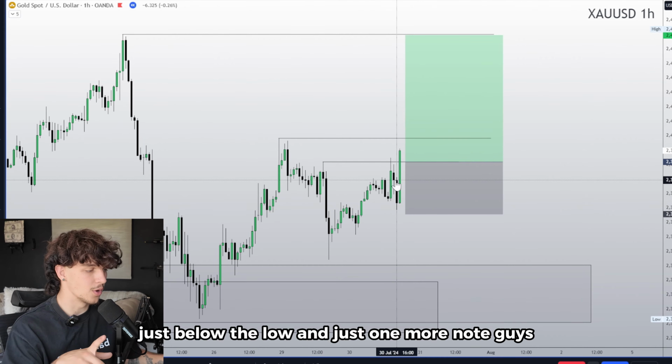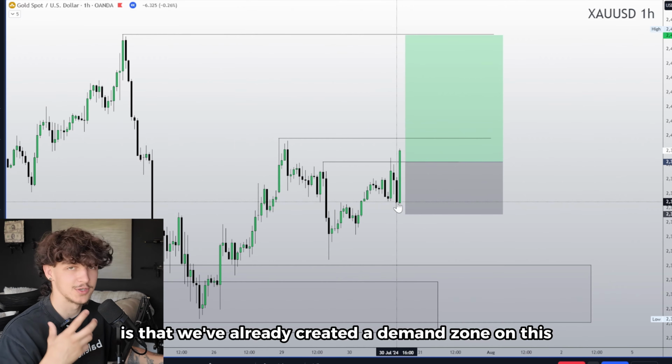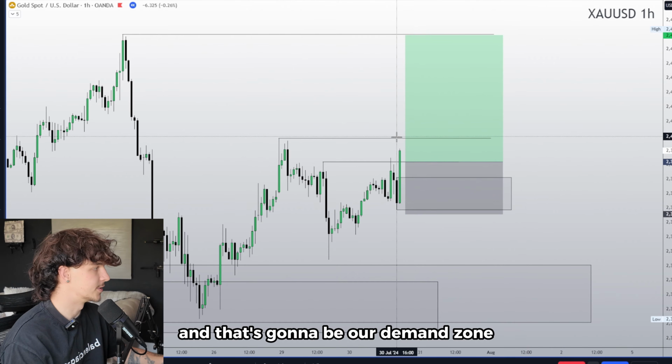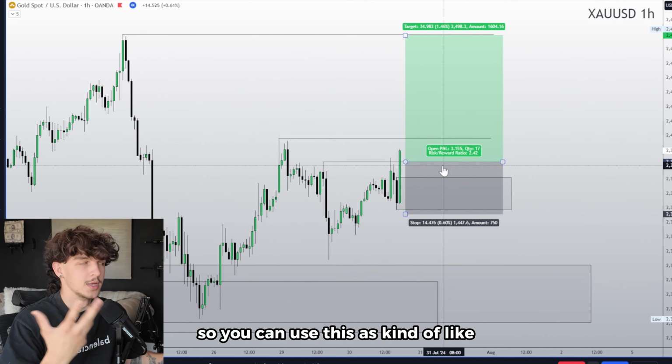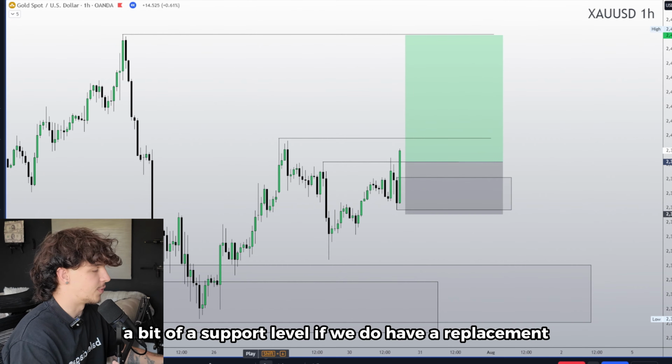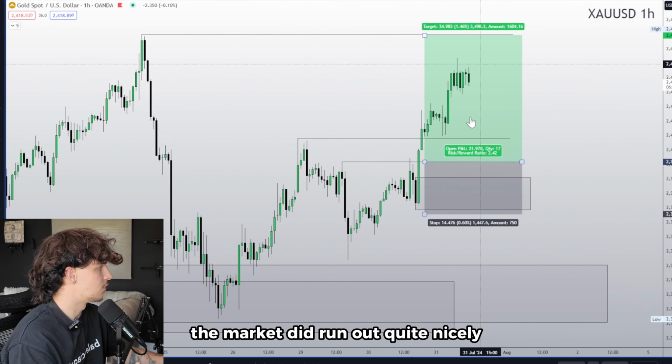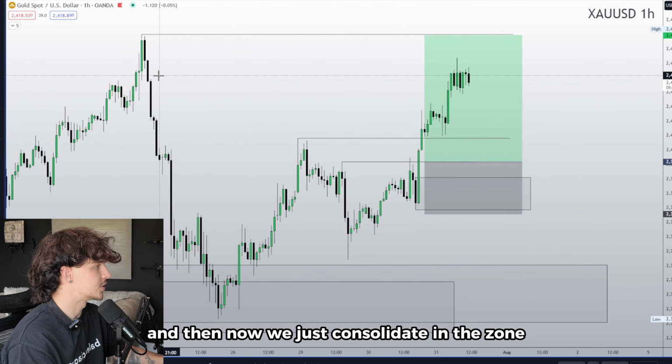And just one more note, guys, is that we've already created a demand zone on this push up. So you can mark out this push up here, like so, and then that's going to be our demand zone. You can use this as kind of like a bit of a support level if we do have a retracement. And then as you can see, once we broke that high, the market did run up quite nicely, and now we're just consolidating in this zone.